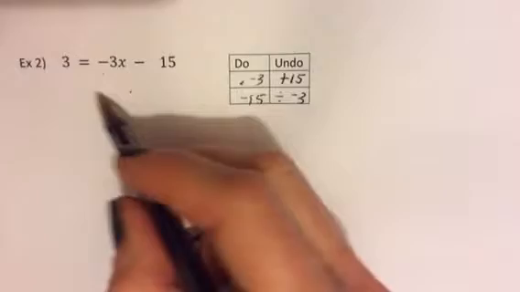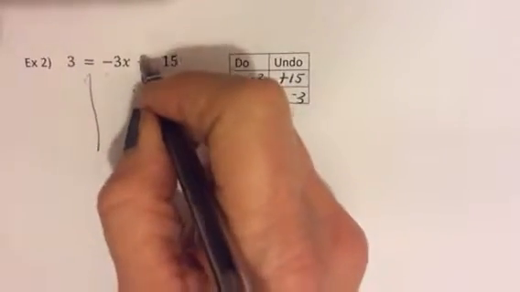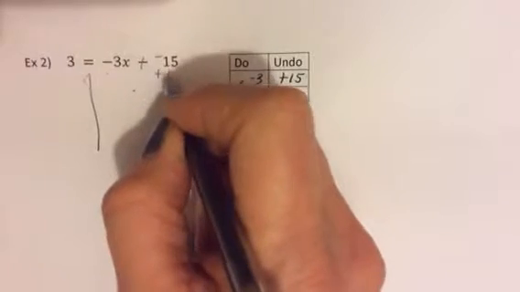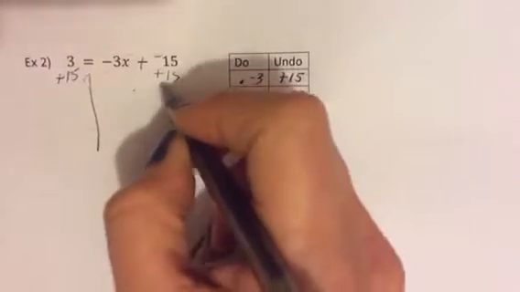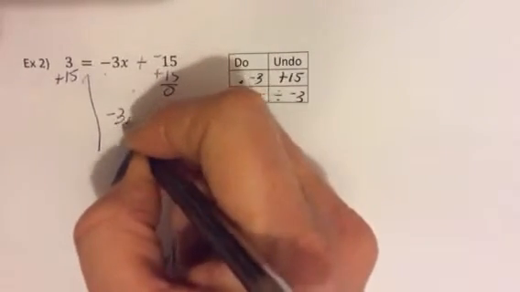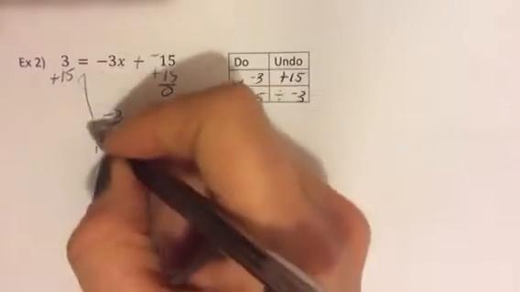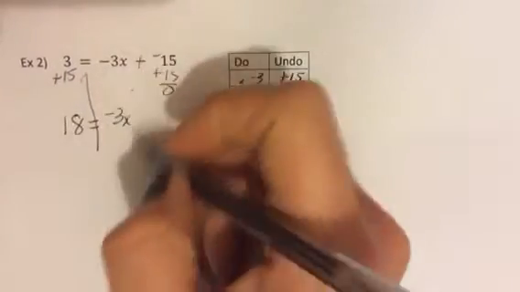All right, so let's draw our line. And we're going to start with adding 15. And remember, that's really -15. So we're going to add 15 to -15. That gives us 0, and -3x plus 0 is just -3x, or the additive identity. And then 3 plus 15 is 18.